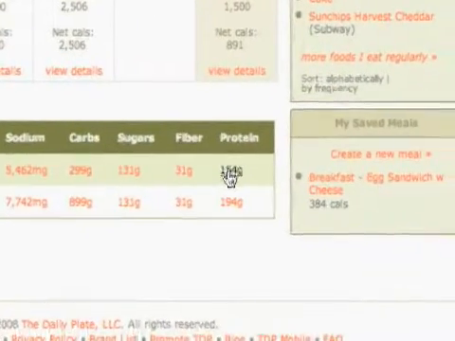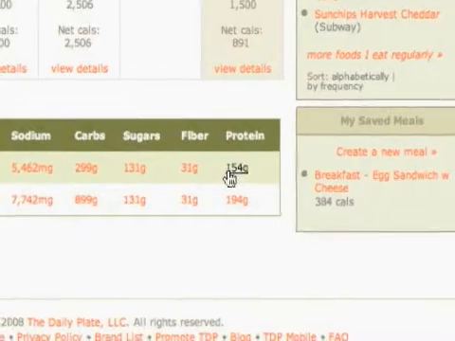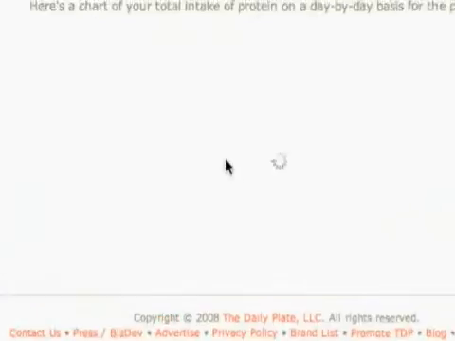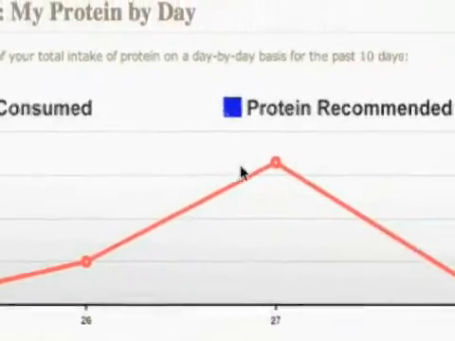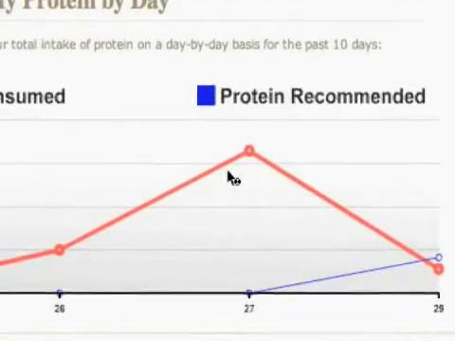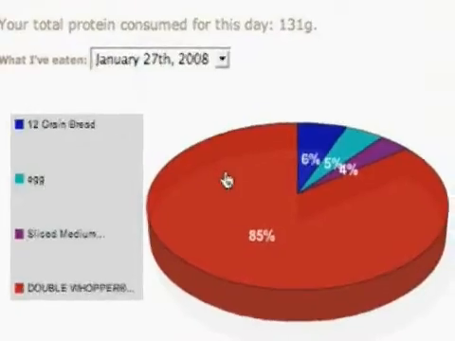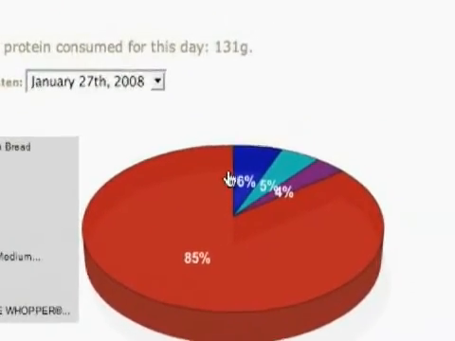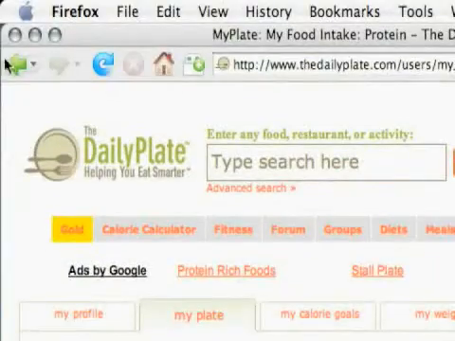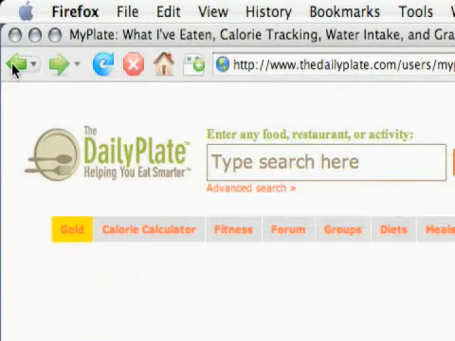Maybe you can even do that for something better, like protein. Look at your higher protein days and see what you ate that day that had a lot of protein in it. Same day as the hamburgers, but you get the idea. So that's how you look at the recent consumption totals on the Daily Plate.